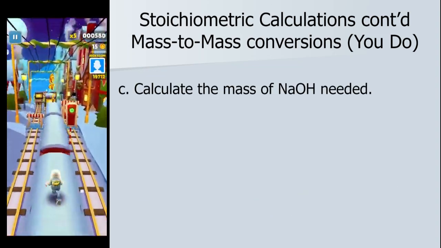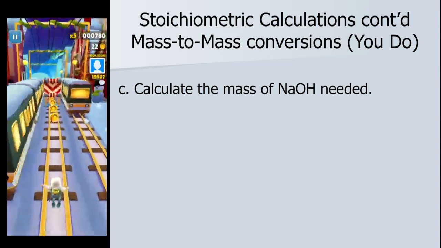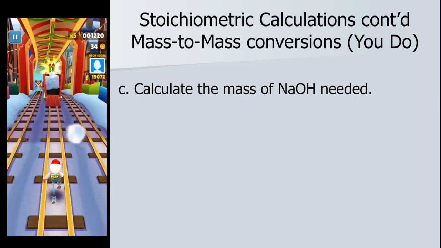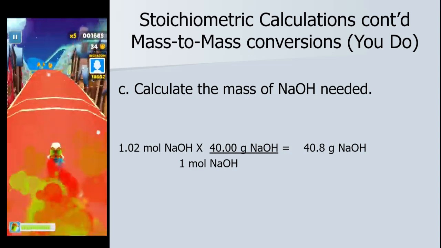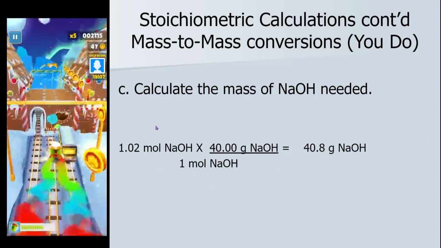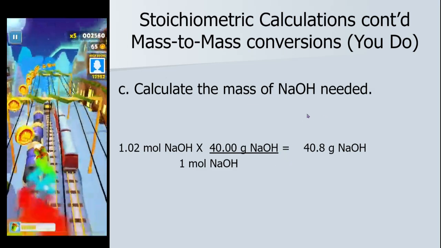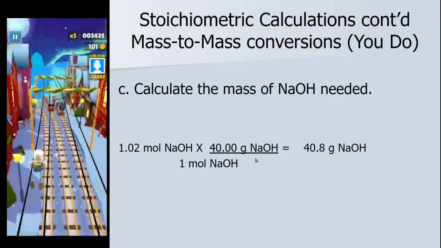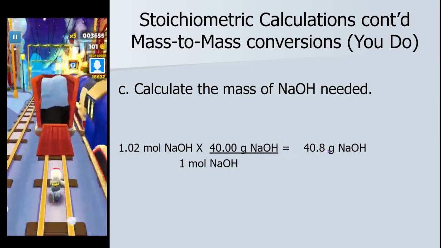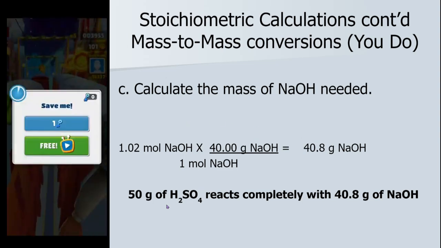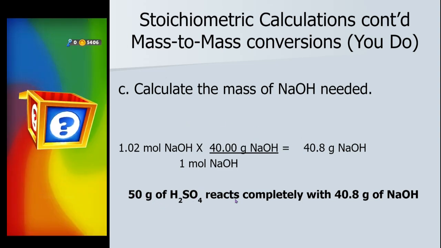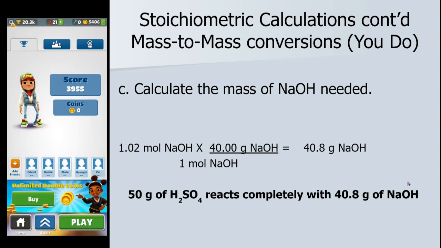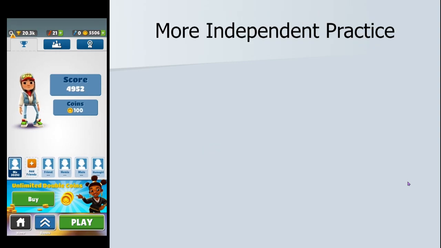For part C, we will now need to calculate the mass of NaOH needed. Please take a second and pause. Moving on, from our last part, we got 1.02 moles of NaOH, and since we need to calculate the mass, we will multiply it by the molar mass of NaOH, which will get us 40.8 grams. Overall, we will know that 50 grams of H2SO4 will react completely with 40.8 grams of NaOH, leaving no excess reactants.